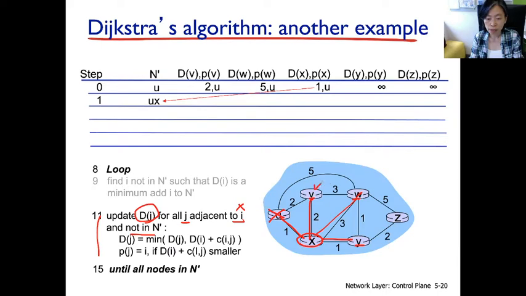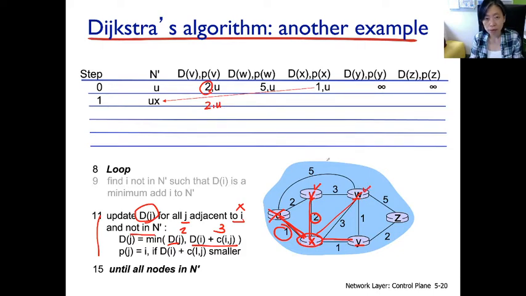So let's start from V. The old D(V) was 2, which is this entry here. Now we need to find out D(i) plus c(i,j). D(i) is this, being 1. c(i,j), so i is X, j is now V, so the link cost is 2. So the new D(V) there is 3. Is 3 better than 2? Well, not quite. So we'll just leave the entry as is for column V.